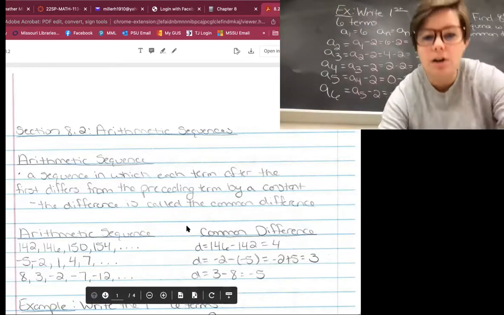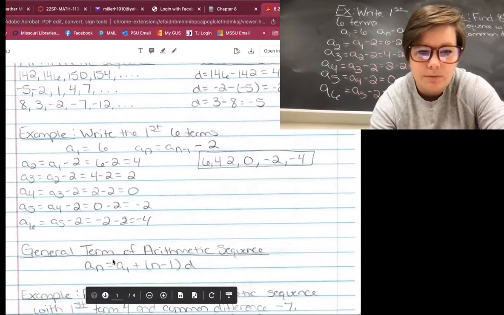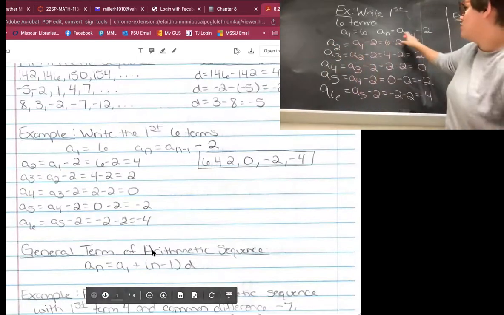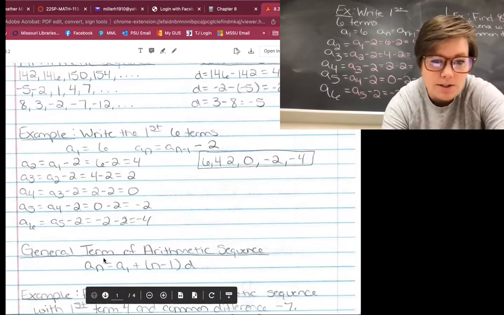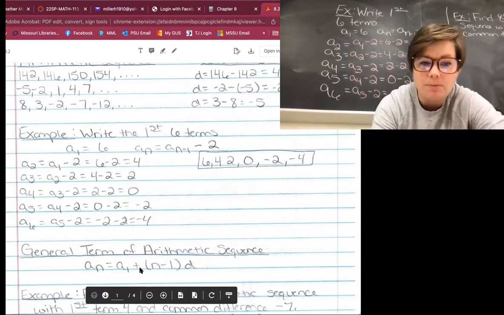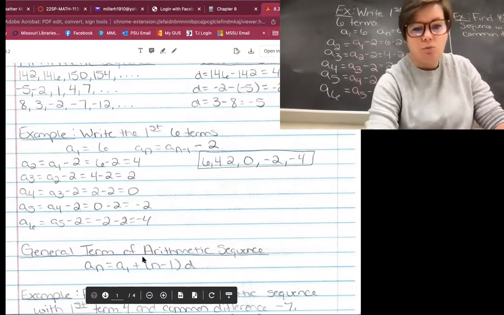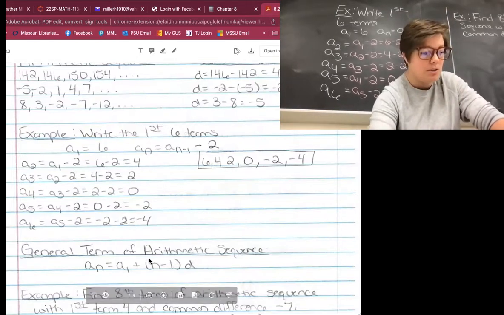So if we look at the notes, which I have shared with you, there is a general term for the arithmetic sequence. We have part of it right here. But the general term says that for the nth term, we have to take the first term and add to that n minus 1 times our common difference. So we need to have that ready to use in case we need to find some of these other ones.